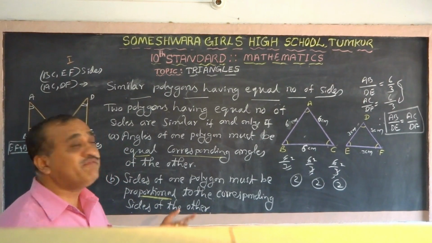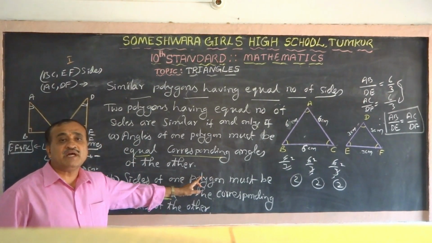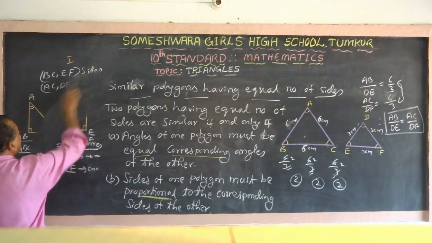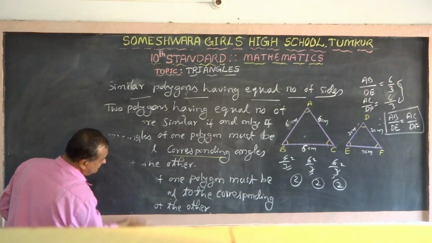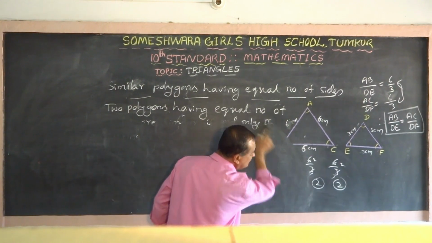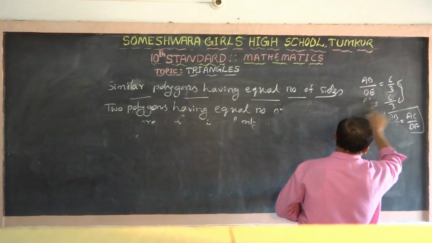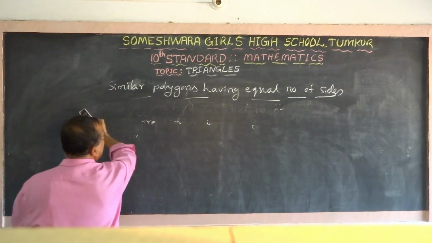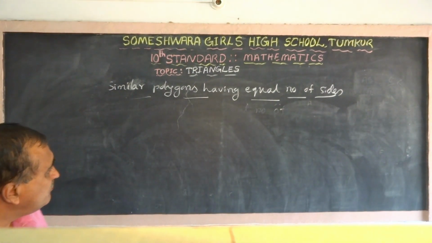Now children, let us verify whether these two given polygons are similar or not. Let us take two figures.